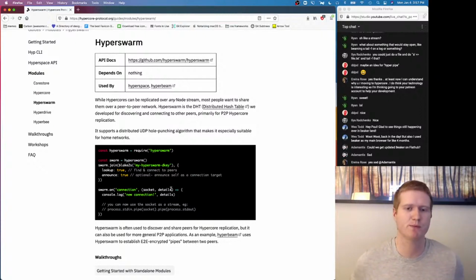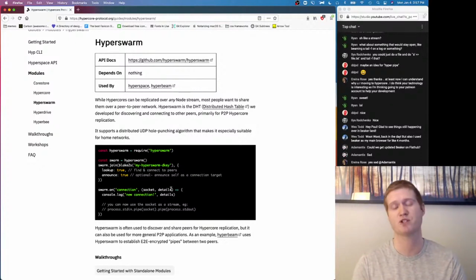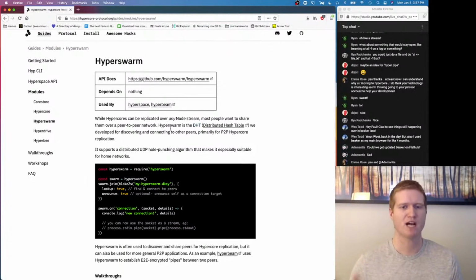And Hyperswarm is actually pretty cool, because not only does it help you find the IP addresses of who you're trying to connect to, but it includes a protocol for establishing the connection, which in a peer-to-peer context is usually really difficult, something you call hole punching. As far as I know, it is the only DHT ever created which does hole punching for you. Usually you have to have some kind of service somewhere that helps do the hole punching.